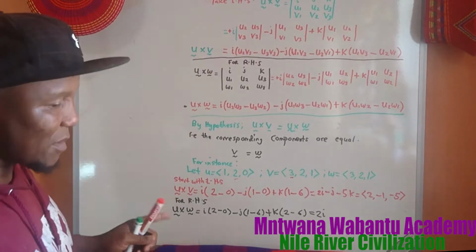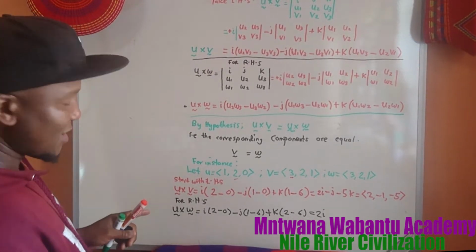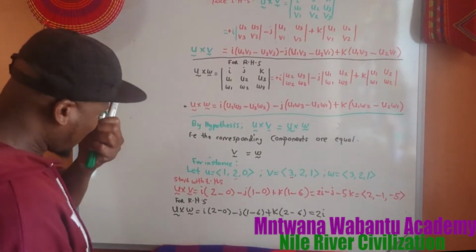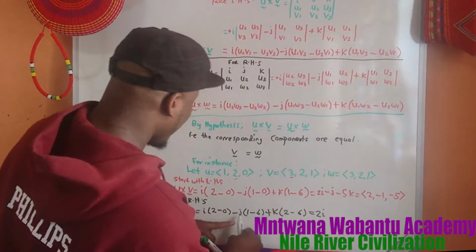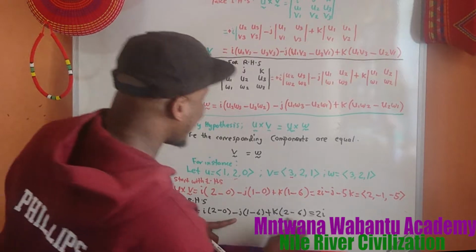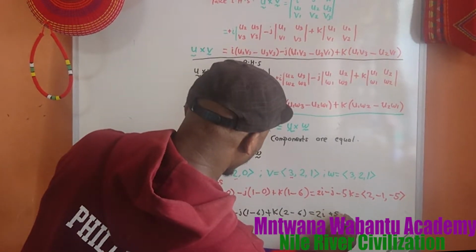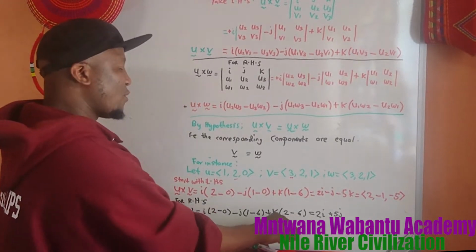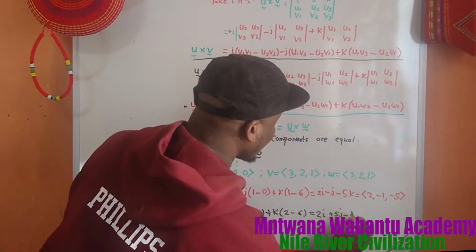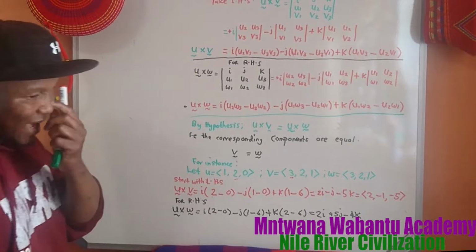So meaning one of them has been mistaken. It might be this. 1 minus 6, negative 5 times i is going to be positive 5j. Now for the last one, 2 minus 6, negative 4. Negative 4 is going to be negative 4k. Okay, so it seems like I made a mistake somewhere.